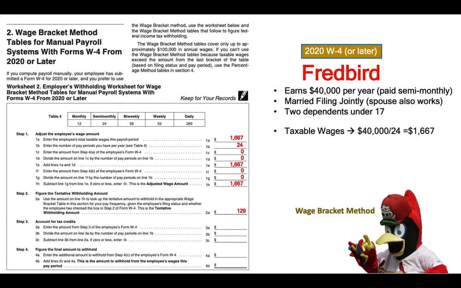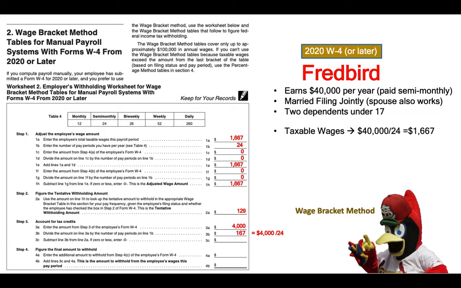Then we move on to step 3. Enter the amount from step 3 of the W-4. Step 3 of the W-4 was about the dependents. And on ours, we had inputted 2 dependents, multiplied both of those by 2,000, and we got $4,000. We're pulling it directly from our W-4. We divide that then by the number of pay periods, which is 24, and on line 3B that gives us $167.